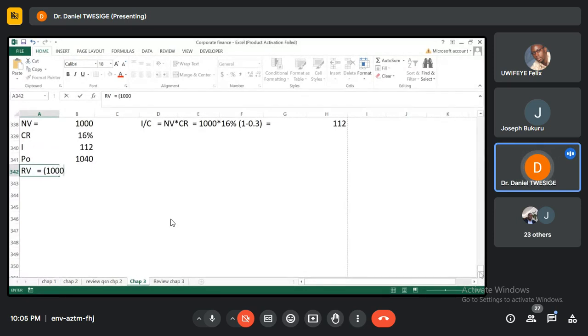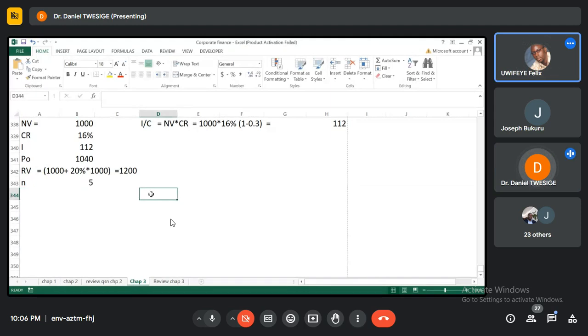So my redeemable value will be 1,000 plus 20% times 1,000, which is equal to 1,200. My N is already given as 5 years. So I have all the data that I need now. Can I go for NPV?